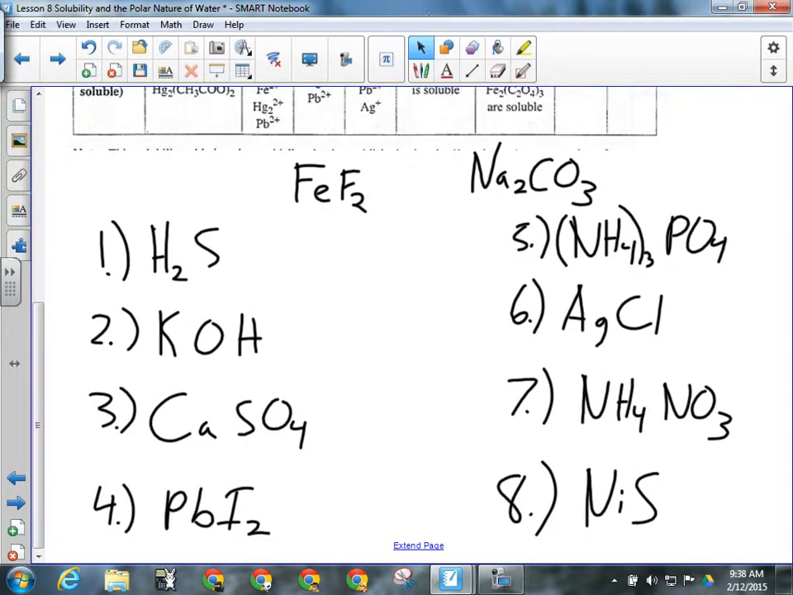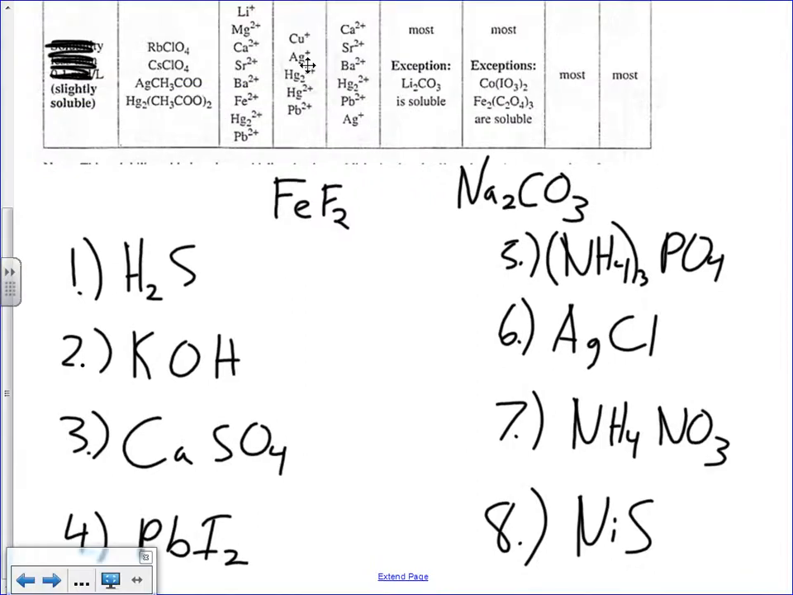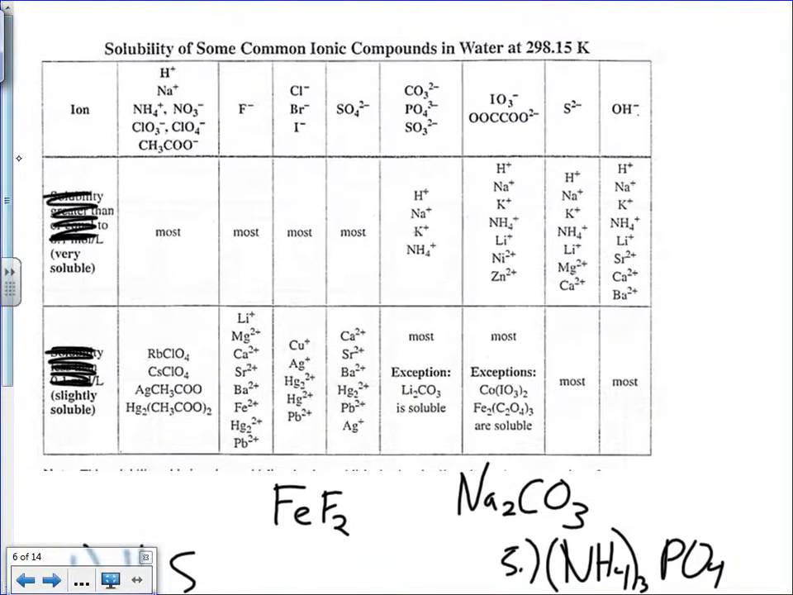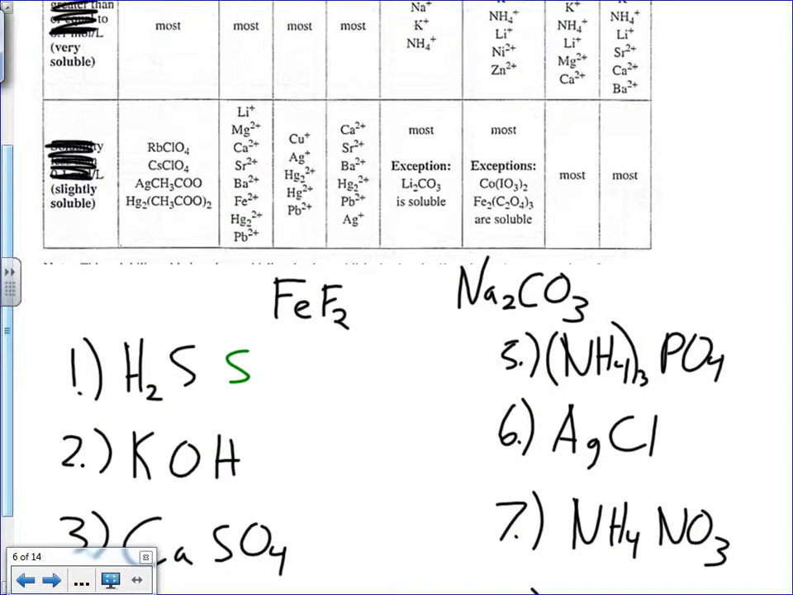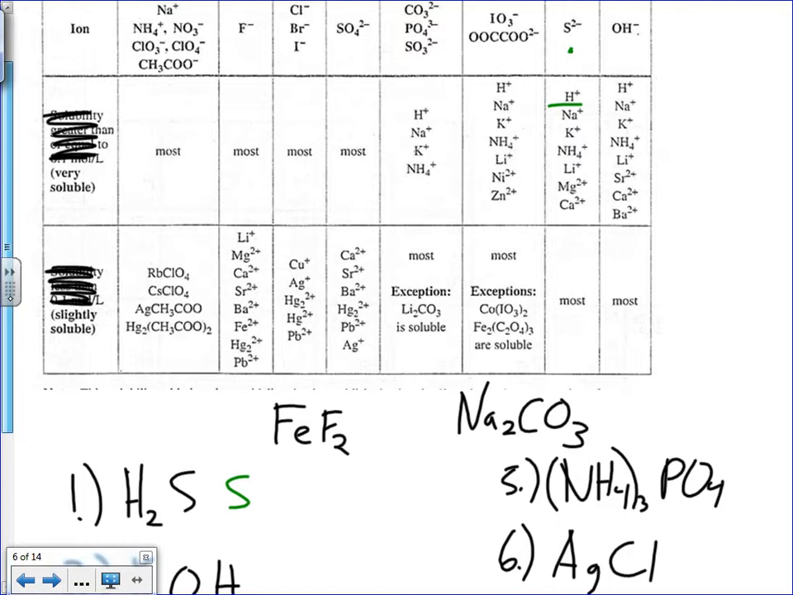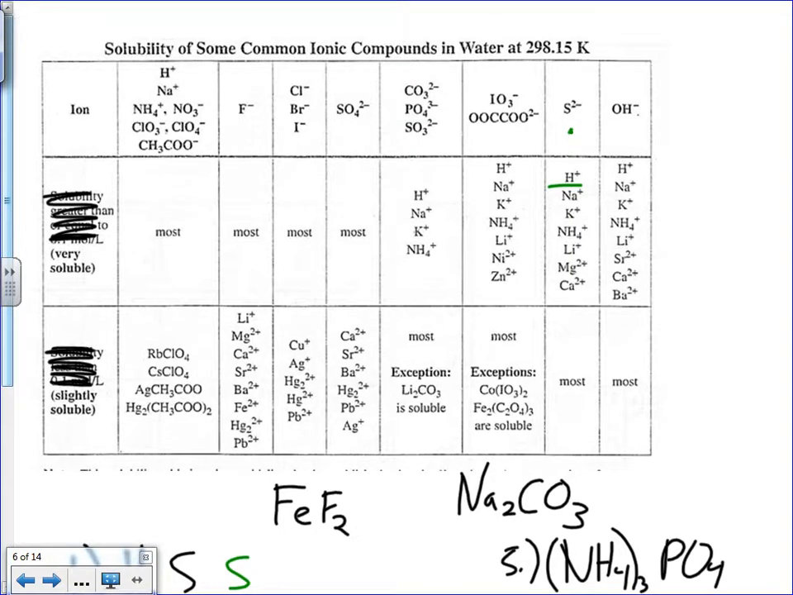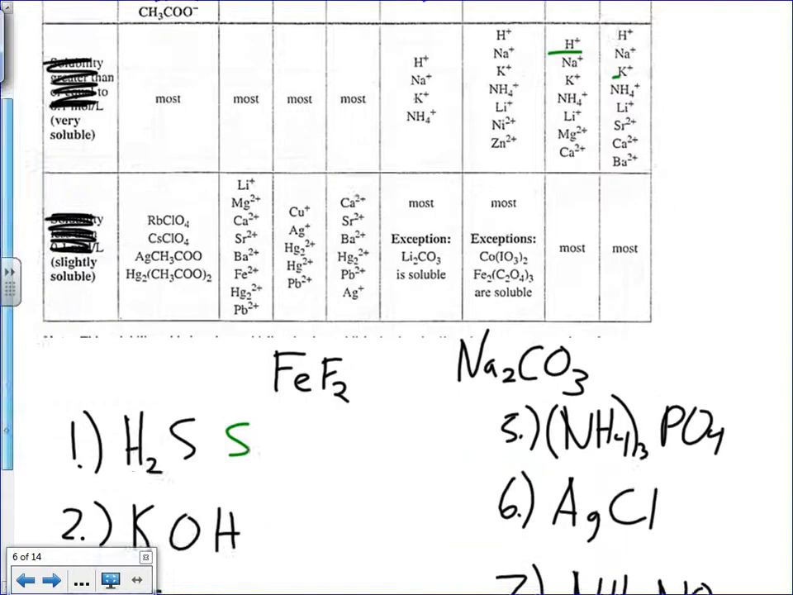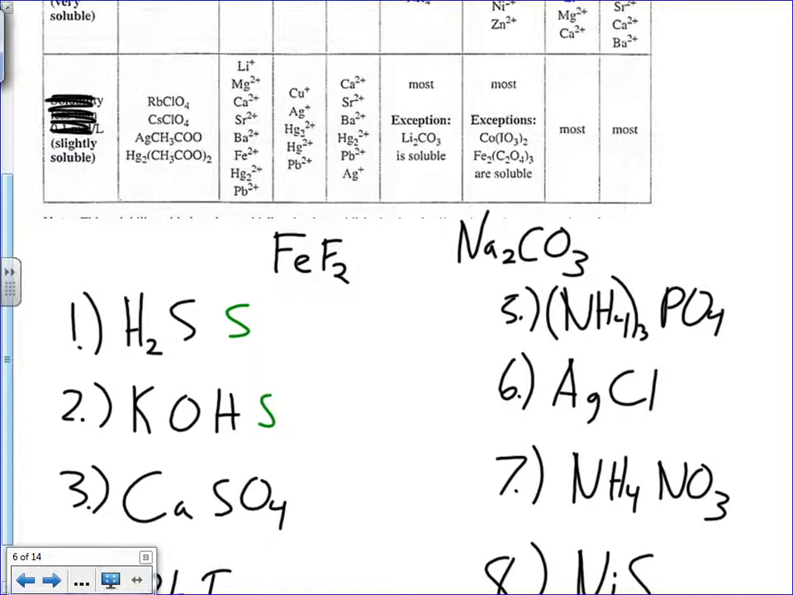Okay, so let's have a look at these ones here. For H2S, I go up here, I find S, it's over on the far right hand side. It says it's soluble with hydrogen. So that one is soluble. Potassium hydroxide. I go along here, hydroxide's on the very end, and potassium is in the first row. So that one is also soluble.